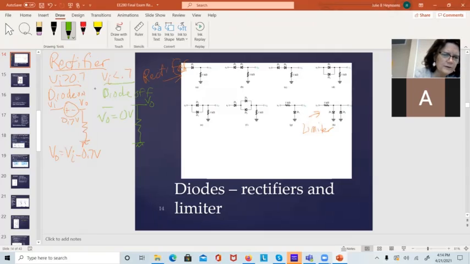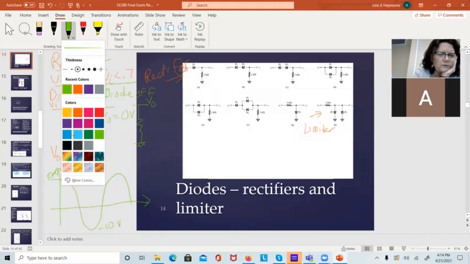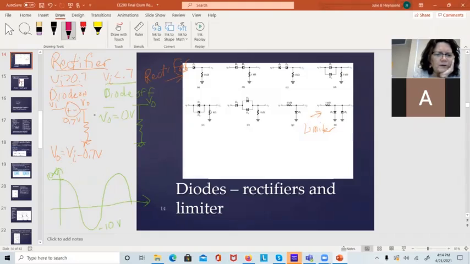And I could plot this if I had an input sinusoid, something that looked like this, that went up to 10 volts and goes down to minus 10 volts. What I would have is two regions of operation here. The most I could get out of this with this peak 10 volt sine wave, my max would be 9.3 volts. And my min here would be 0.